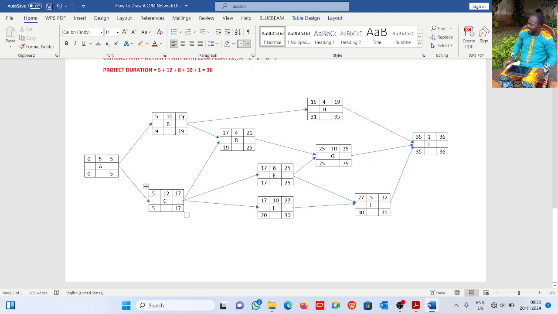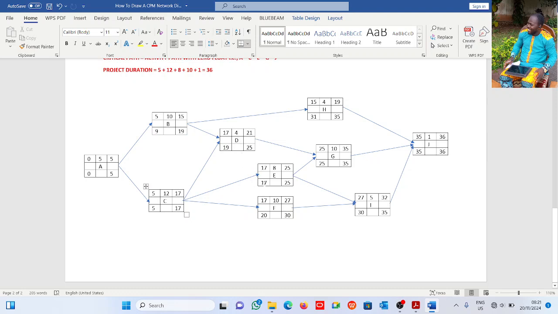Otherwise, if I pick 15, it means I'll be having 2 extra days or weeks as the case may be, which will be practically impossible. So I need to attend to the higher one before I can start activity D, because D is dependent on both of them. I hope that is clear. Don't worry, we're still going to see it and understand it better.